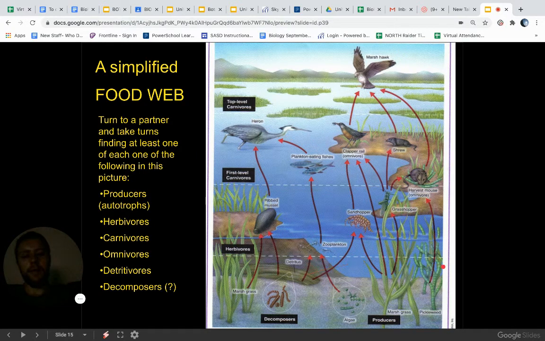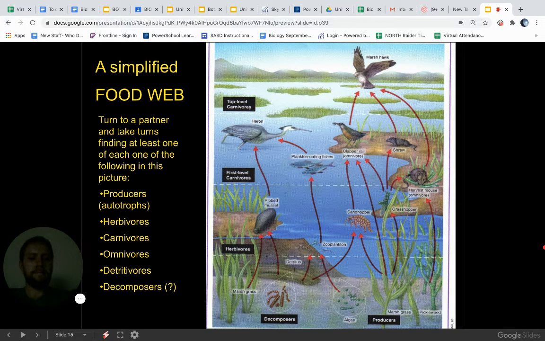So I want you to now, you don't have a partner, unfortunately, virtual folks, but go ahead and take a moment. You can pause this. I'd like you to identify all of the following organisms. So producers, herbivores, carnivores, omnivores, detritivores, decomposers.